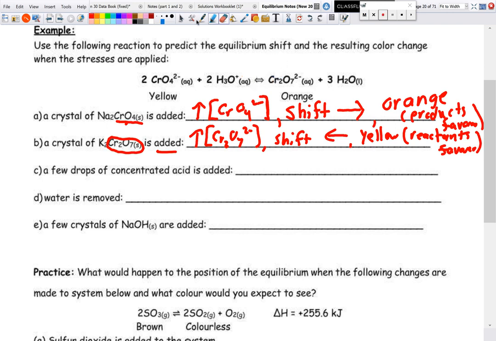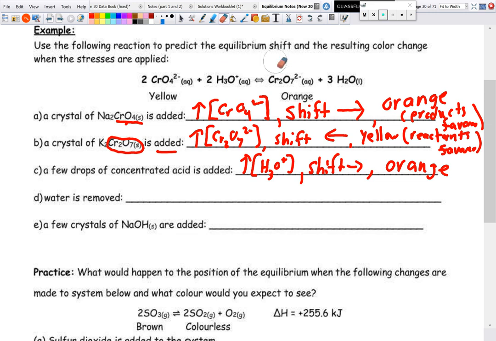So for the next one, a few drops of concentrated acid are added. In this case right here we're increasing the concentration of H3O+. So whenever we increase the concentration of something, the equilibrium shifts in the opposite direction. So it's going to shift right, and we should see more orange being produced.